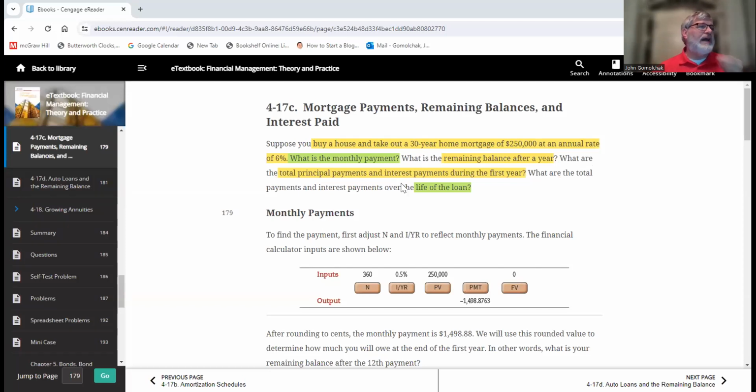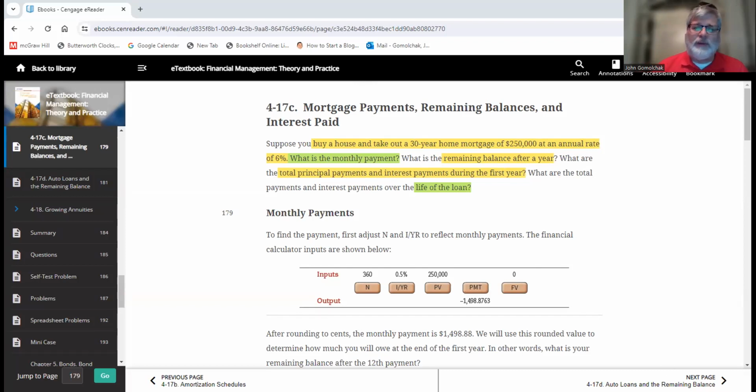All right. You buy a house, you take out a 30-year home mortgage. How many payments are you making? Well, not 30, because you don't make your mortgage payments annually. You make them on a monthly basis. So 30 years times 12 monthly payments is 360 payments. Okay, so you take out a 30-year mortgage, $250,000 with an annual rate of 6%. What is your monthly payment?